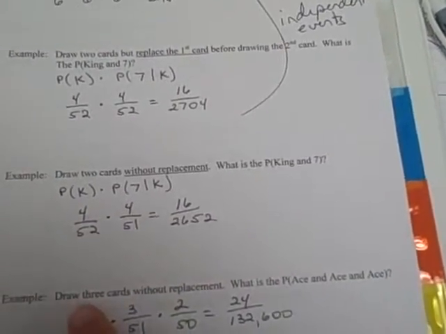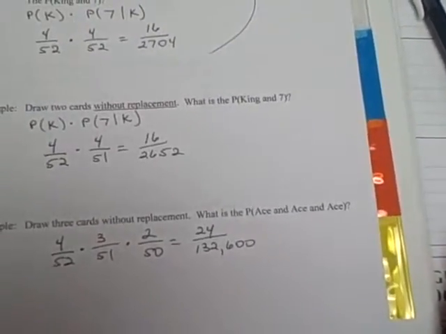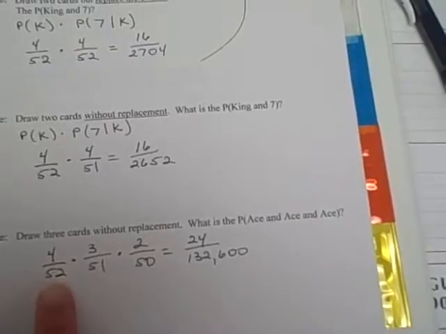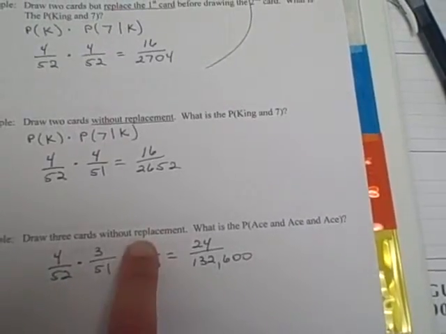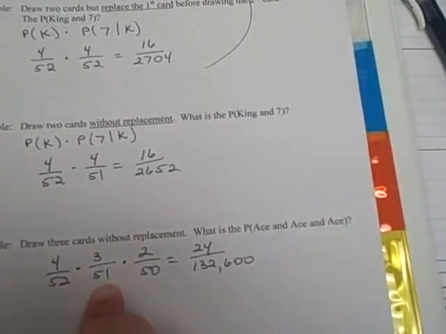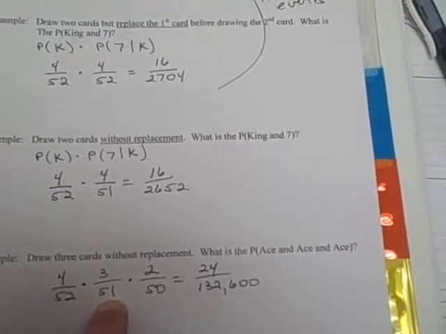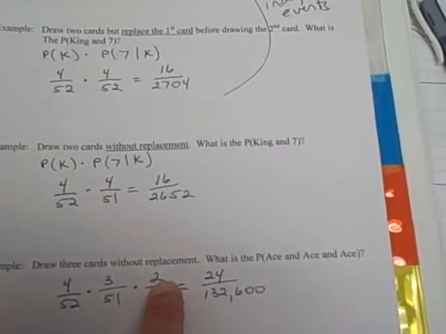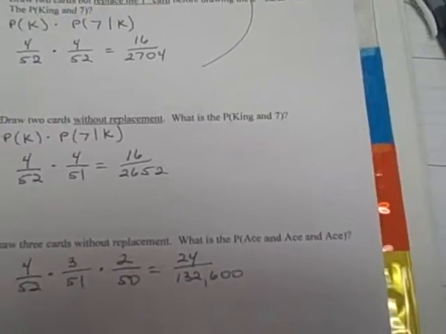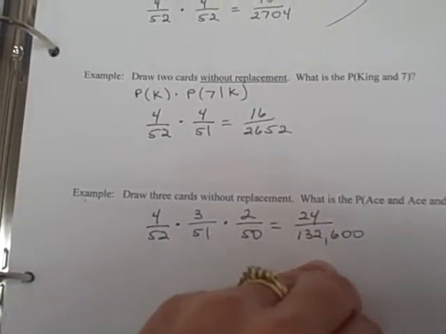All right, now we're going to draw 3 cards without replacement, and we want the probability of an ace and an ace and an ace. So the first time we draw, there are 4 aces out of 52 cards. Now, we assume we got an ace. We are leaving it out. So now on our second draw, we only have 3 aces out of 51 cards to choose from. Okay? Then again, we assume we got an ace. Now on our third draw, there's 2 aces out of 50 cards. And so we multiply straight across and we get 24 out of 132,600. Okay? So that's our multiplication rule.